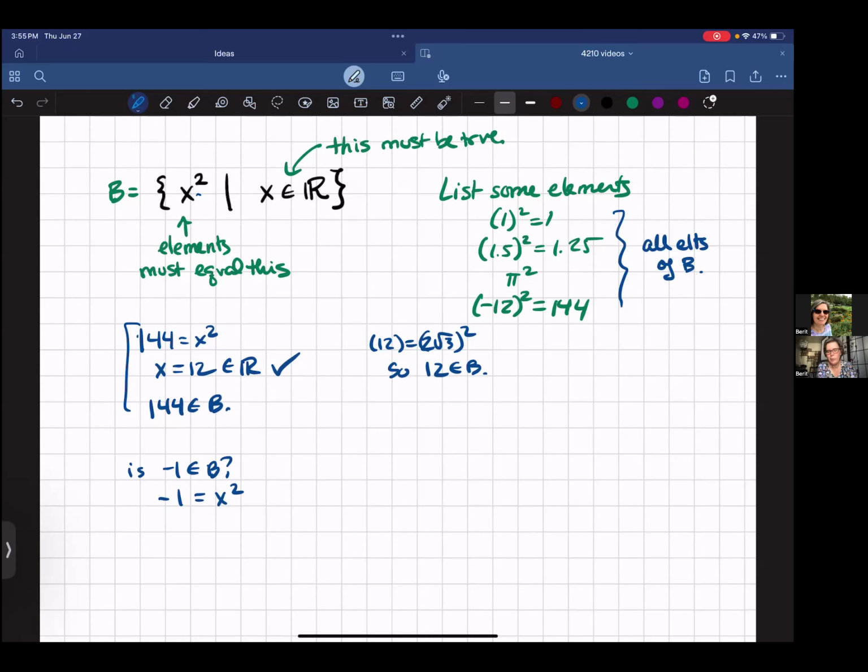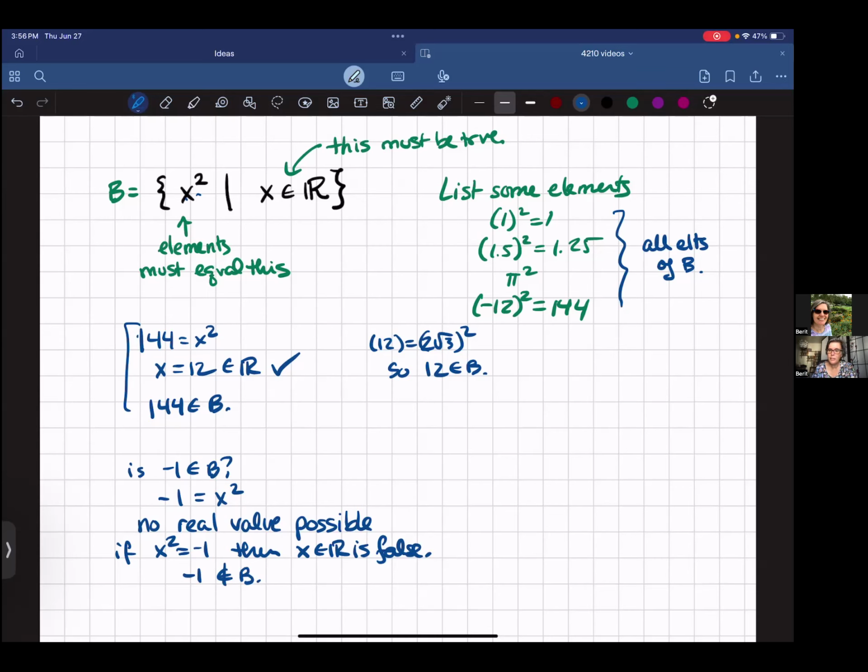No, you could either say there are no reals that make that true, or you could say the only numbers that make that true are i and negative i, which are not real numbers. So basically this is an imaginary number that makes this true, but there's no real number. So if x squared were equal to negative 1, then x being in R would be false. And so that tells me that negative 1 is not in B.